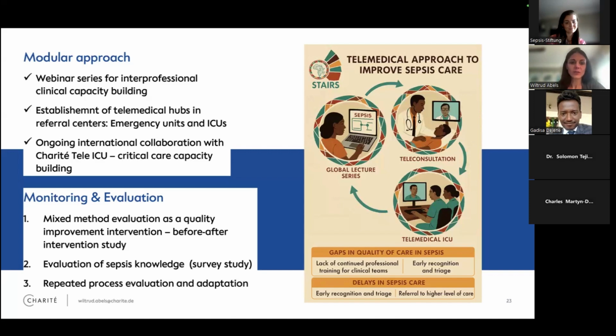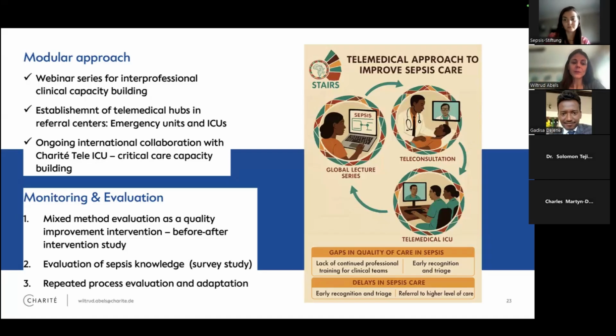We're also going to use the dedicated technology to improve early recognition and triage, mainly in country, so that smaller emergency units are supported by specialists in the referral center for sepsis management, with an aim to primarily reduce delays in sepsis care by, again, facilitating early recognition and triage and supporting early management, and also facilitating a more quick referral to a higher level of care whenever that's needed. So this is the modular approach that we're taking, drawing from the toolbox of telemedicine, always keeping in mind our use case, always keeping in mind our key targets.